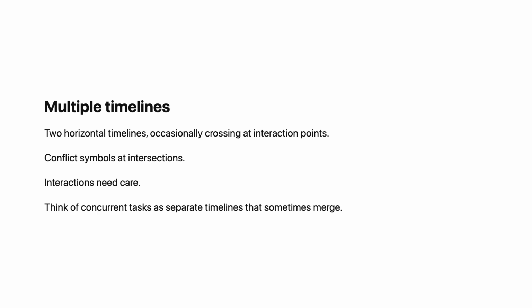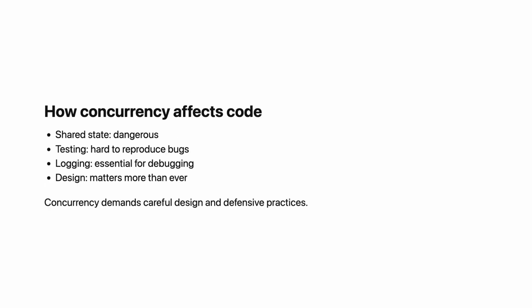Time goes left to right. Each task is a horizontal line. Interactions are vertical connections. When timelines touch, problems can occur. Keeping timelines independent is safer. When they must touch, do so carefully.